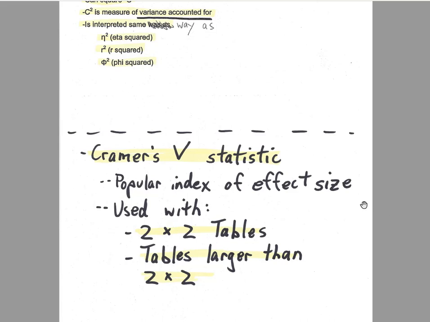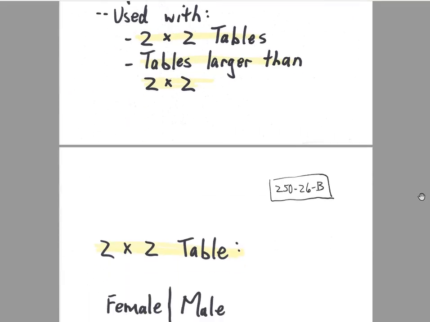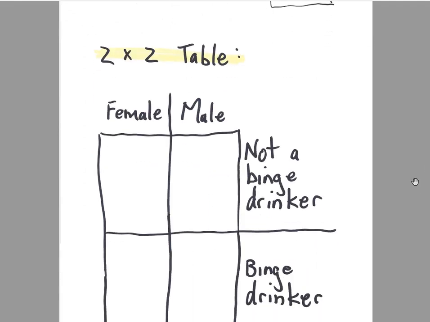Cramer's V is a popular index of effect size used in conjunction with the chi-square test of independence. The nice thing about Cramer's V is you can use it with 2 by 2 tables, just like you would normally use Phi coefficient with, and you can also use it with tables that are bigger than 2 by 2, the kind of tables you would normally use the contingency coefficient with. You can make your life simpler just by using Cramer's V for any kind of table.